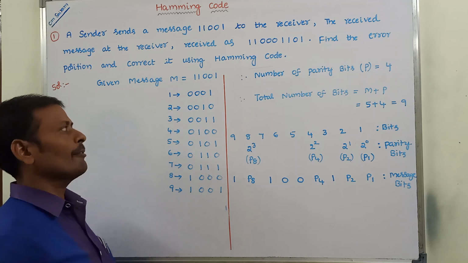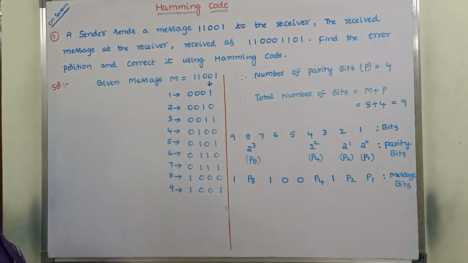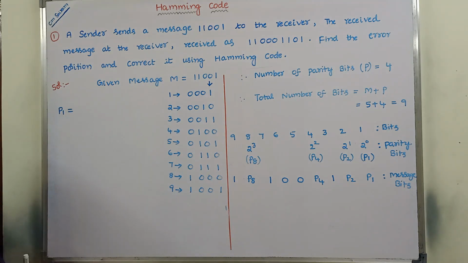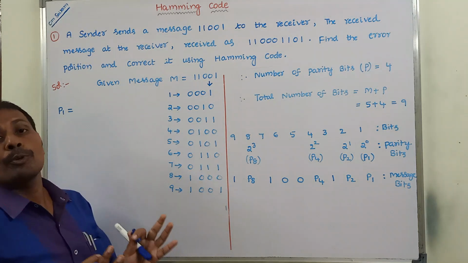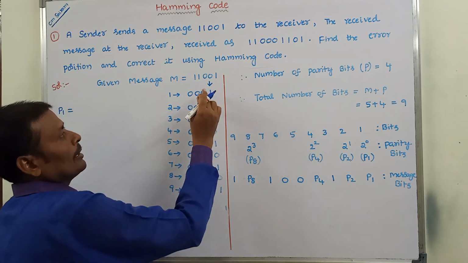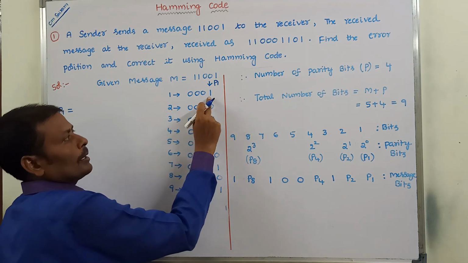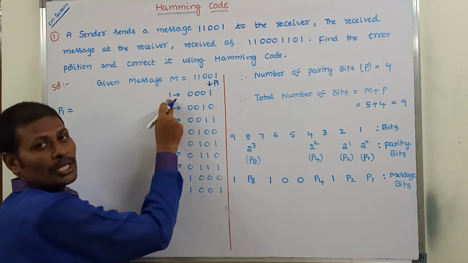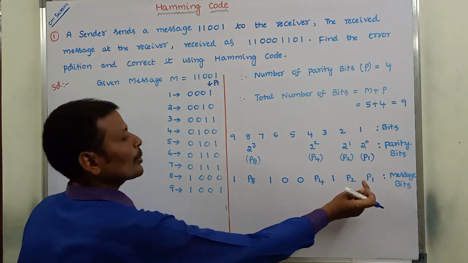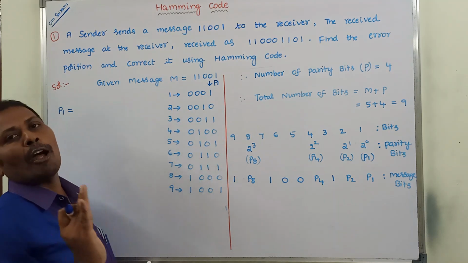For calculating the P1 value, we have to consider this column only. In this column, the bit positions where 1 is there can be considered. When we calculate the P1 value, the 1 at position 1 cannot be considered. Only the remaining positions can be considered, because we are calculating P1.